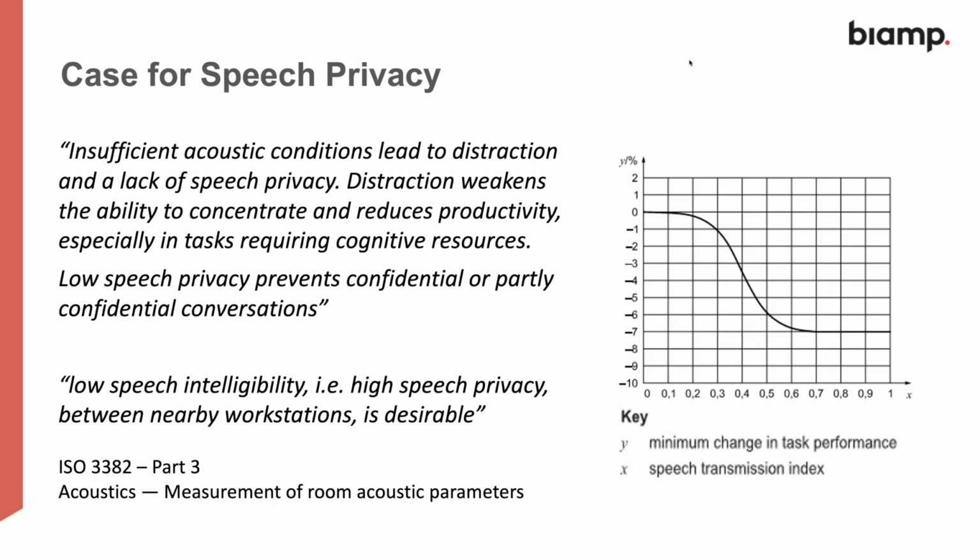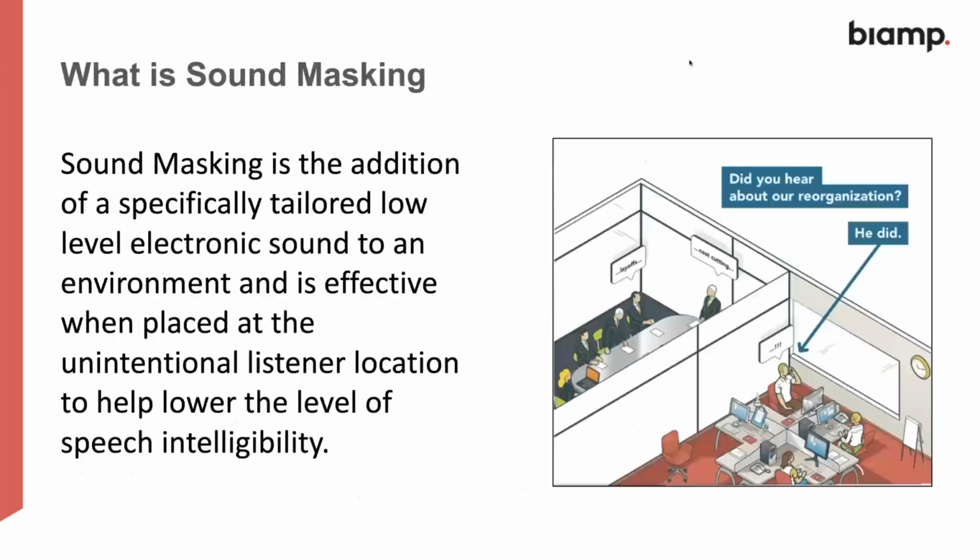There is a document which is called ISO 3382 Part 3. It's entitled Acoustics, Measurement of Room Acoustic Parameters. You'll be pleased I shan't be going through all of that today, but it's something which is very handy to look at as a reference.